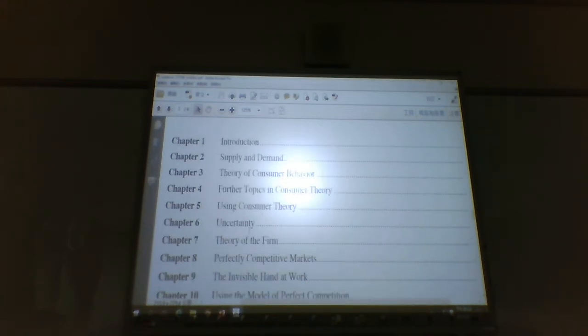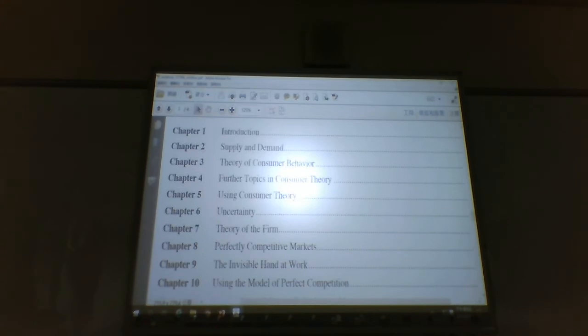Chapter 6 is about uncertainty. So uncertainty is a very important part of our life. For this reason, people purchase insurance, health insurance, and also insurance for your car. But uncertainty is not that easy, so it is not going to be covered in this class, but we will discuss a little bit on how it works.